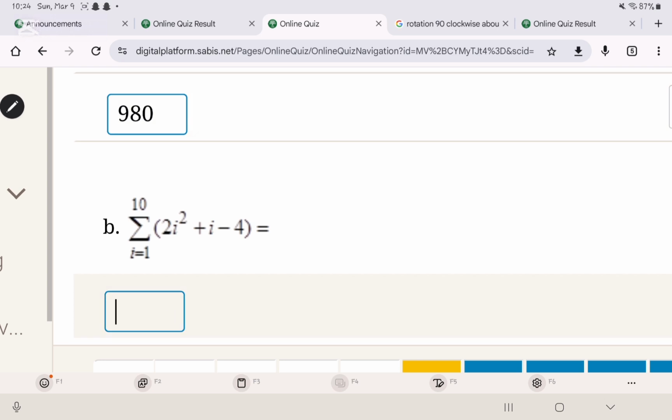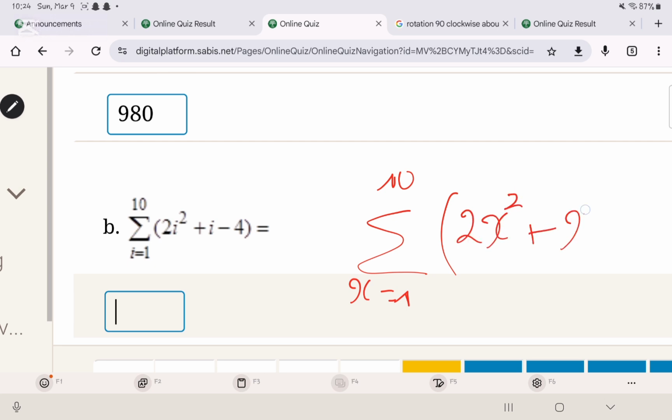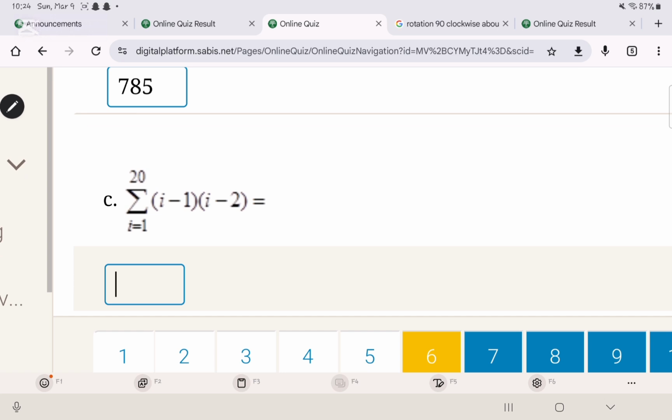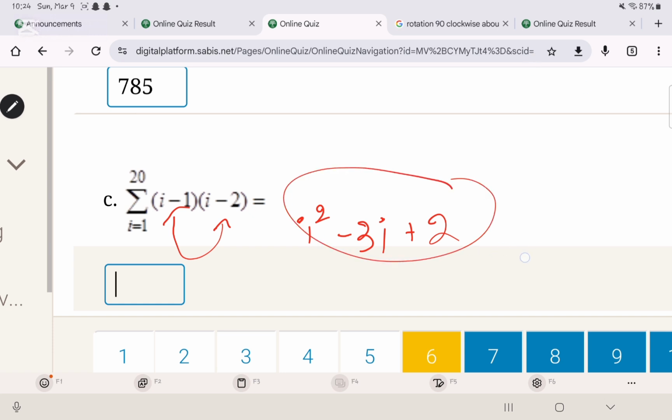For the second one, also we're going to do it. 10, x is equal to 1, 2x squared plus x minus 4. You put it on the calculator, and you will get the answer to be 785. We move on to part C. Here, before you put this on the calculator, you're supposed to expand it. You could do it on paper, you could expand it, and it will become i squared minus 3i plus 2. Always expand because it will make your answer accurate.